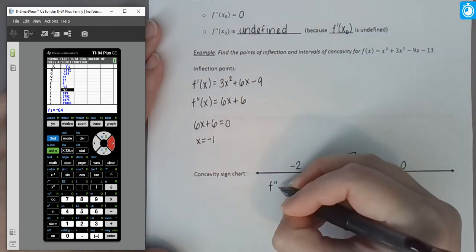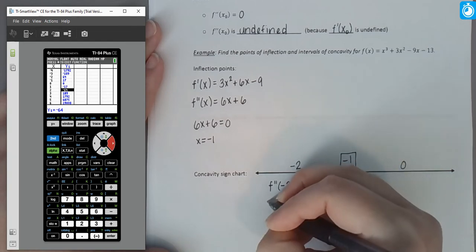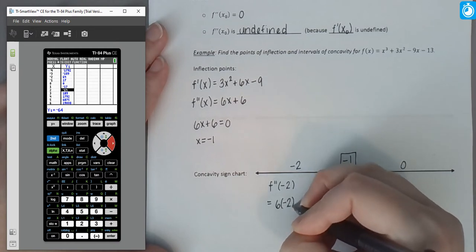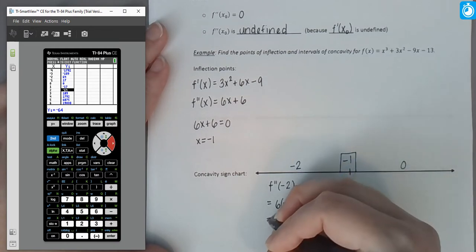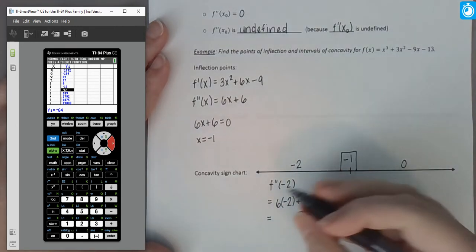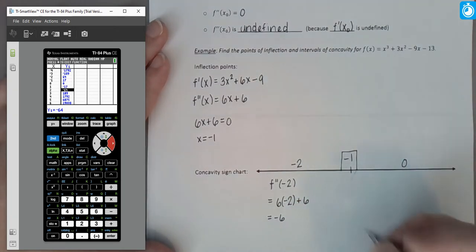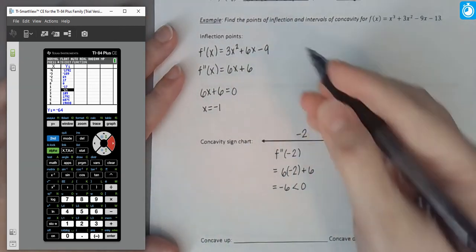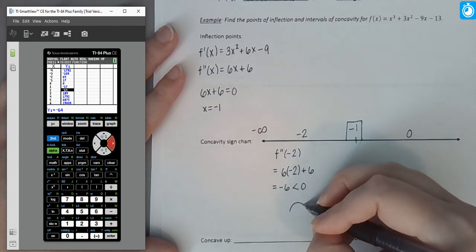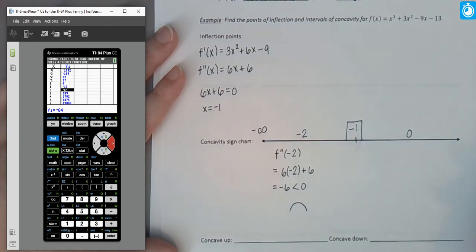So f double prime of -2, and we can do this by hand. F double prime is really simple. So 6 times -2 plus 6. So 6 times -2 is -12. -12 plus 6 is -6, which is less than 0. So the interval from -infinity to -1, the second derivative is less than 0. Less than 0 means concave down, down like a frown. So we are concave down over that interval.